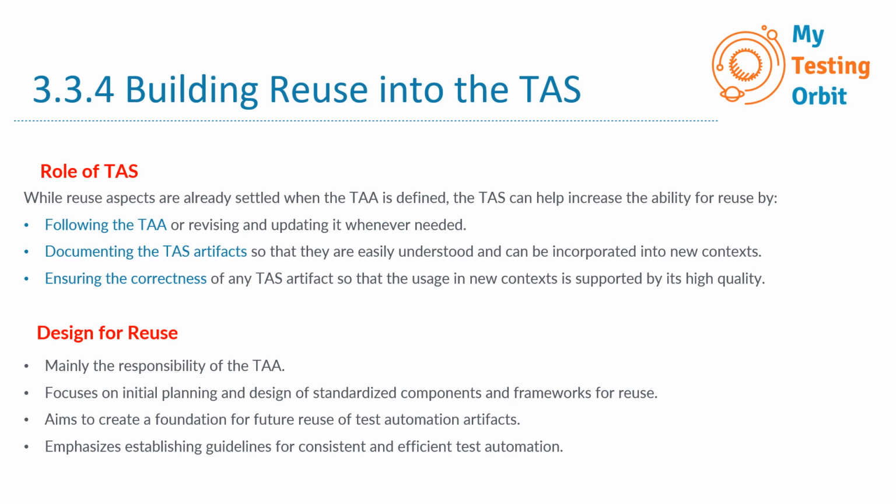And the last one is emphasizes establishing guidelines for consistent and efficient test automation. So design for reuse places significant emphasis on setting clear guidelines and best practices to maintain consistency and efficiency in test automation efforts. These guidelines serve as a reference point for teams, ensuring that automation practices align with organizational goals.